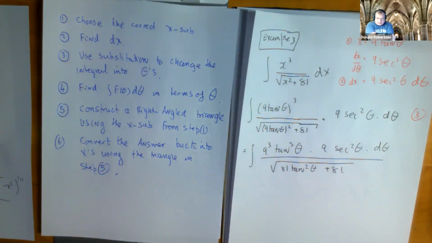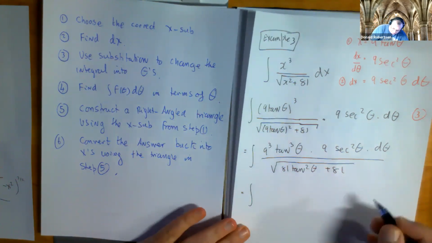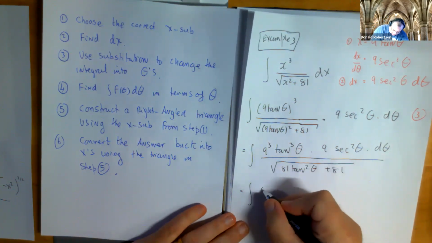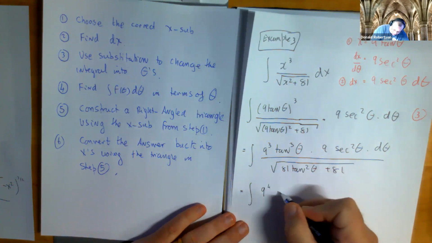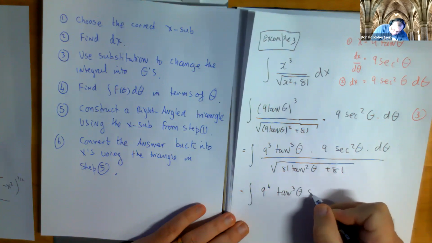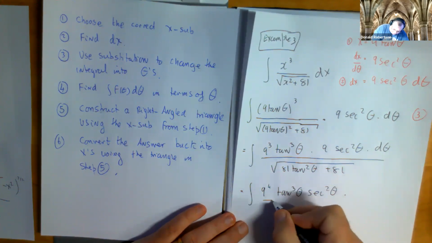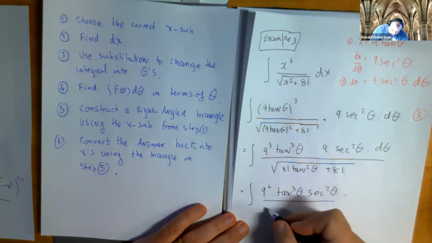Now, all I'm doing here is very slowly, I don't want to make my life too hard yet, pulling out all the bits and making them prettier. This and this, I'm just going to call it 9 to the power of 4. There's going to be a tan cubed theta. There's going to be a secant squared theta.